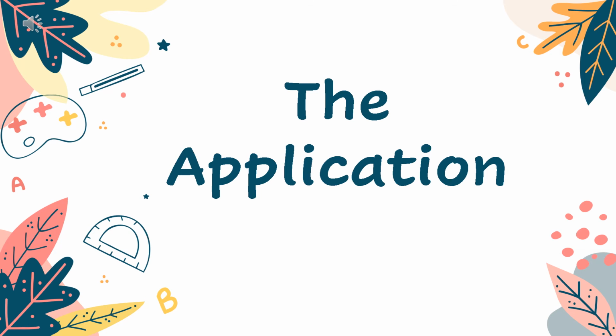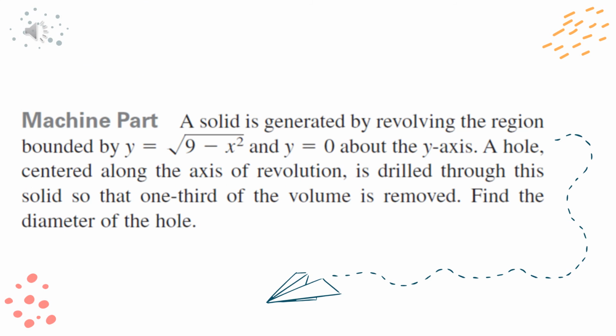So, this is the application of the shell method in a problem. A solid is generated by revolving the region bounded by y equals the square root of 9 minus x squared and y equals 0 about the y-axis. A hole centered along the axis of revolution is drilled through the solid so that 1/3 of the volume is removed. So find the diameter of the hole.